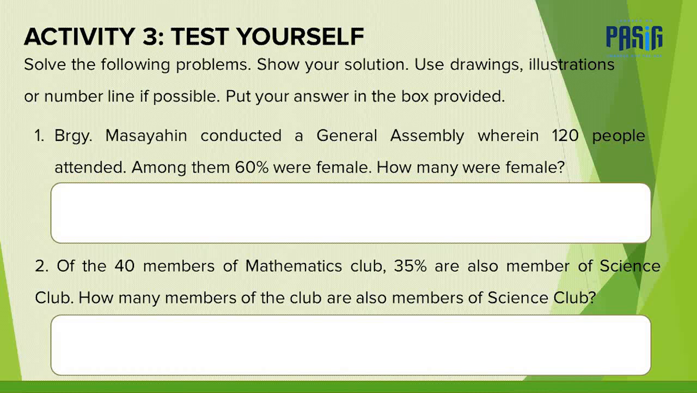Number 1. Barangay Masayahin conducted a general assembly wherein 120 people attended. Among them, 60% were female. How many were female? For number 2, of the 40 members of Mathematics Club, 35% are also members of Science Club. How many members of the club are also members of the Science Club?